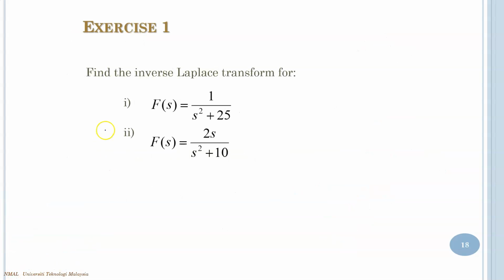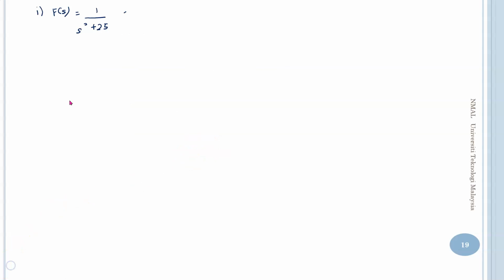For this exercise, find the inverse Laplace transform first for F(s) equal to 1 divided by s squared plus 25, and question number 2, F(s) equal to 2s divided by s squared plus 10. To solve this, you need to find the Laplace transform pairs that can match this F(s). For the first question, 1 divided by s squared plus 25, what I found from the table is sine omega t times u(t), which when you perform the Laplace transform, you get omega divided by s squared plus omega squared. So basically you can match with this F(s), and also notice there is no s at the numerator here.